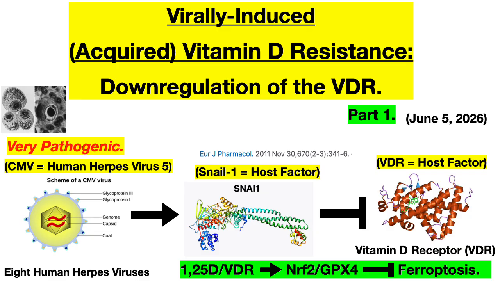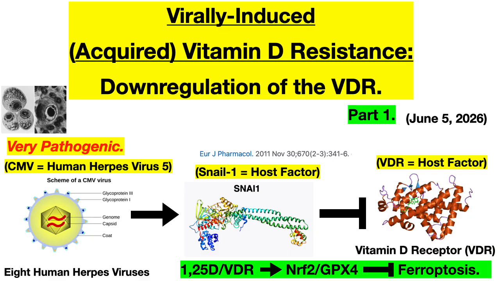So in summary, a pathogen, CMV, causes a change in a host factor, SNAIL1, causing its upregulation. The consequence of that is an inhibition in the expression of the vitamin D receptor. This is an example of virally induced vitamin D resistance. Let me now describe how a vicious cycle can be established by the reactivation of the cytomegalovirus.